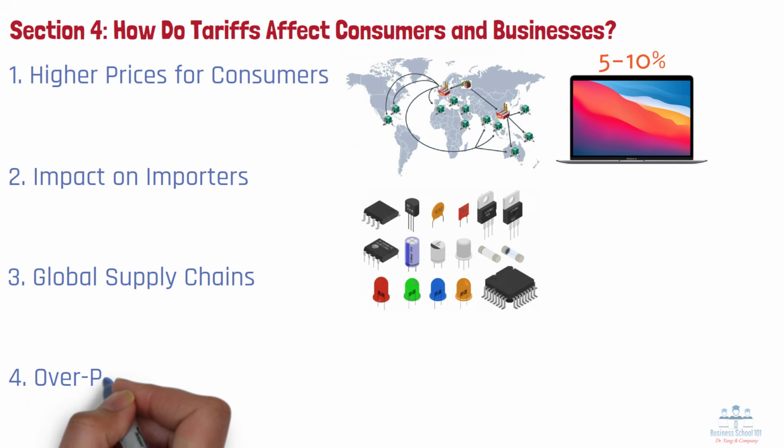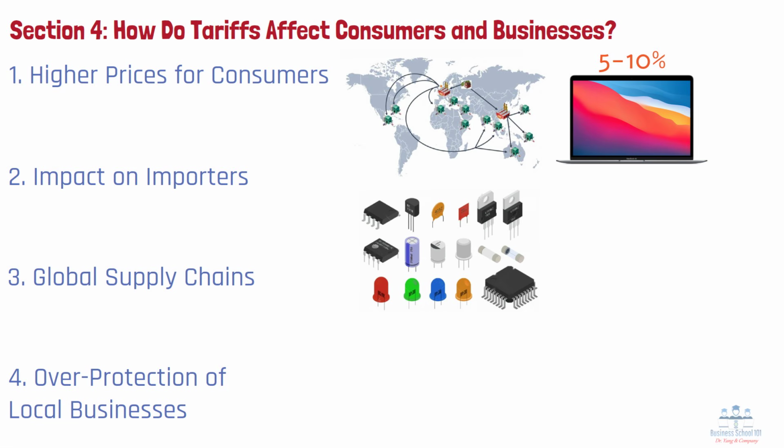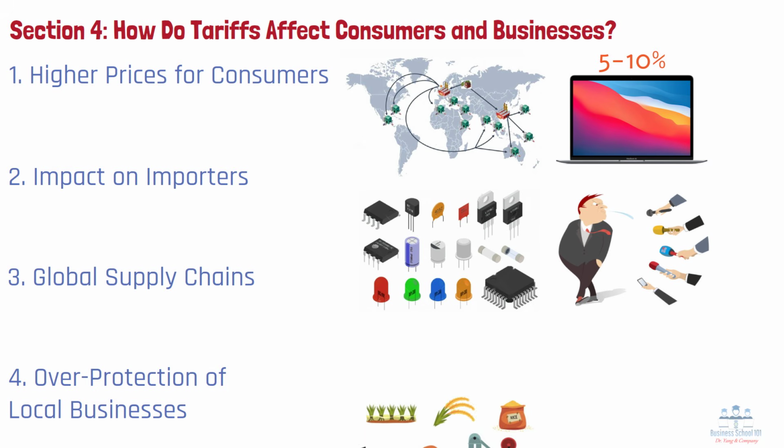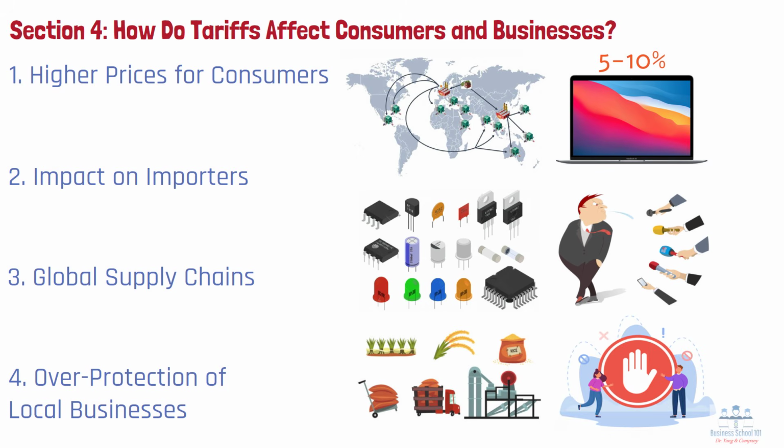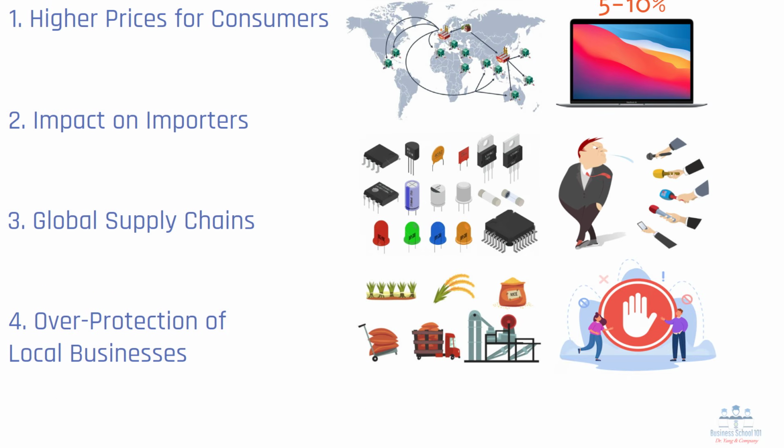Number 4. Overprotection of local businesses. Excessive tariffs can lead to complacency and reduced competitiveness, as businesses are shielded from foreign competition. For example, Japan's 1980s rice industry became reliant on tariffs, leading to higher costs and less innovation, which weakened its ability to compete globally when tariffs were reduced.